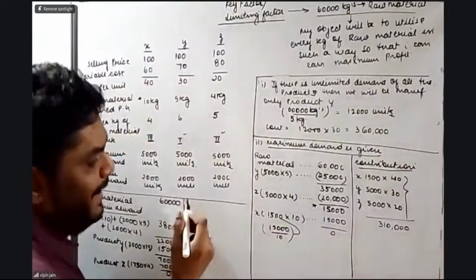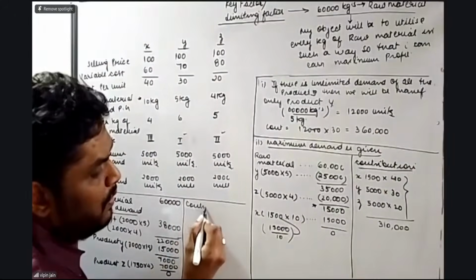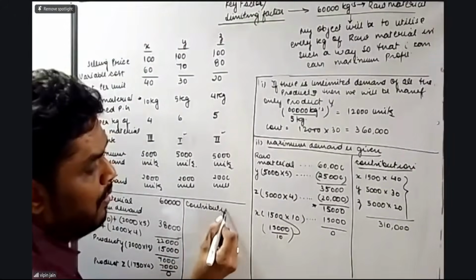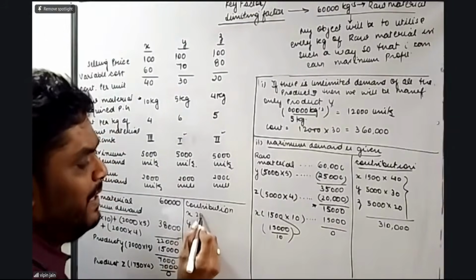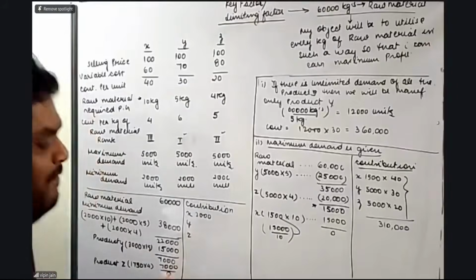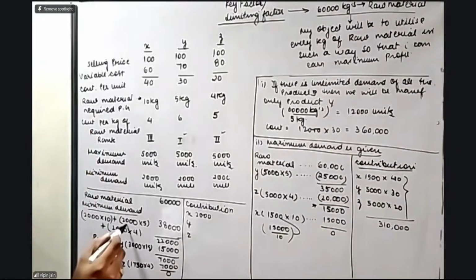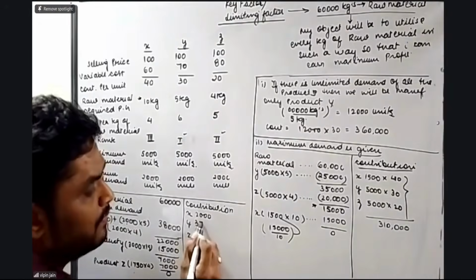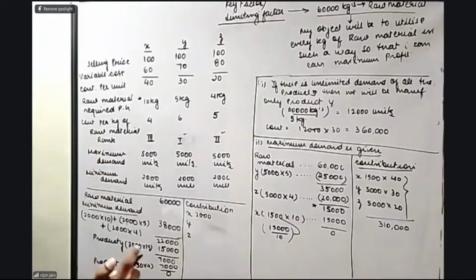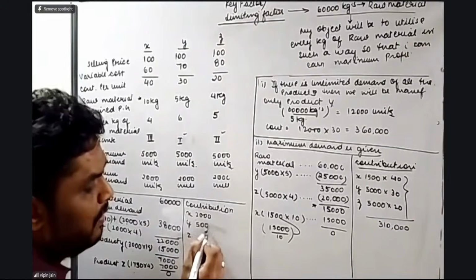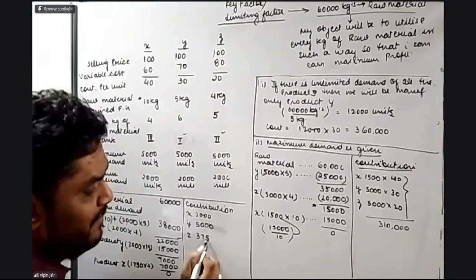So now we can calculate the contribution. X, Y, and Z. X we manufactured 2,000 units. Sorry, Y we manufactured the full 3,000 plus 2,000, that is 5,000, and Z will be 3,750.